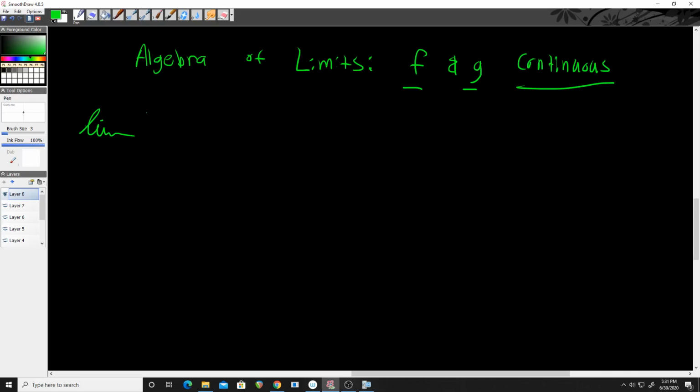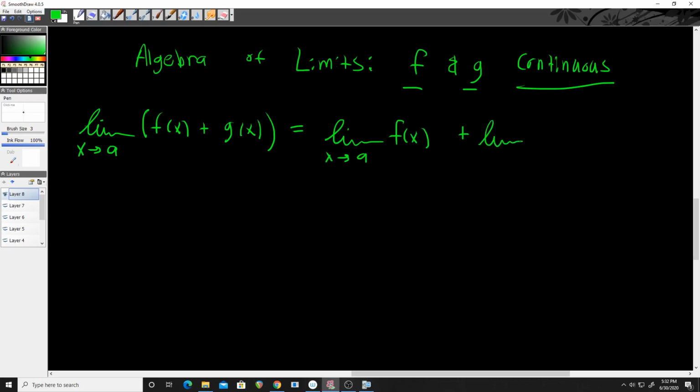So if we have the limit as x approaches some number of f plus g, where these are any two continuous functions, you can calculate the limits separately. And that really is the theme of this video. So you can do the f part, find the limit, do the g part, find the limit, and then add them together.